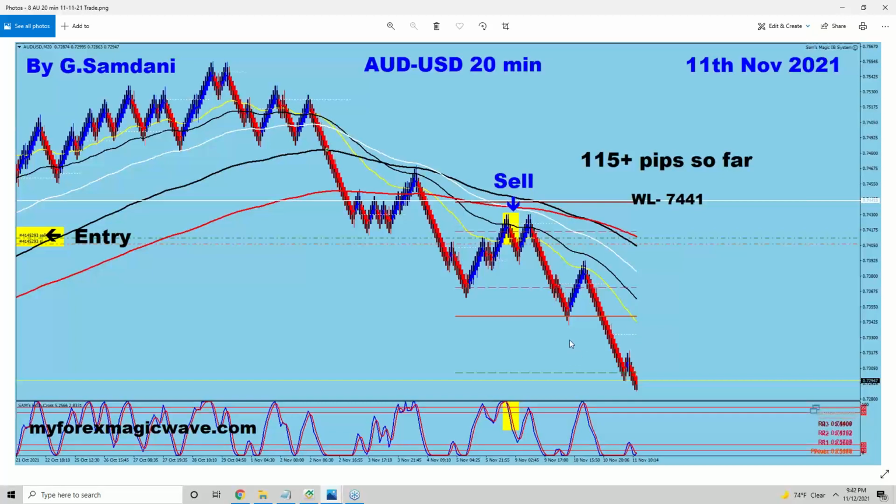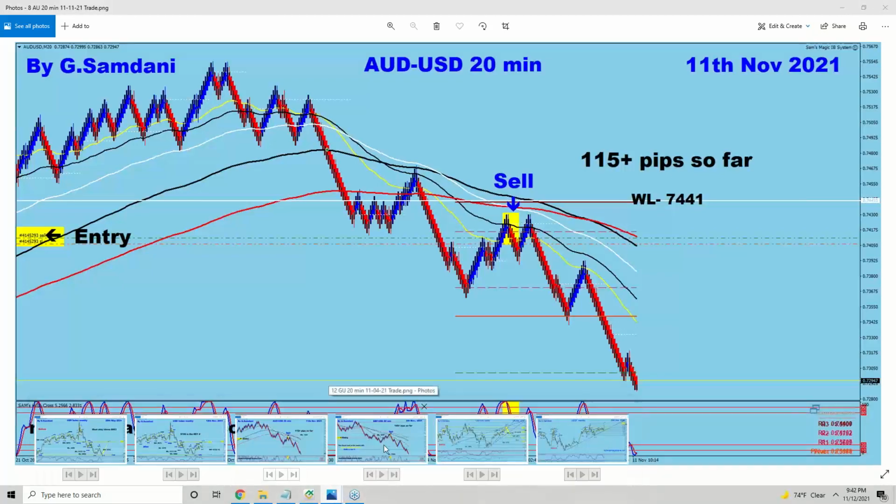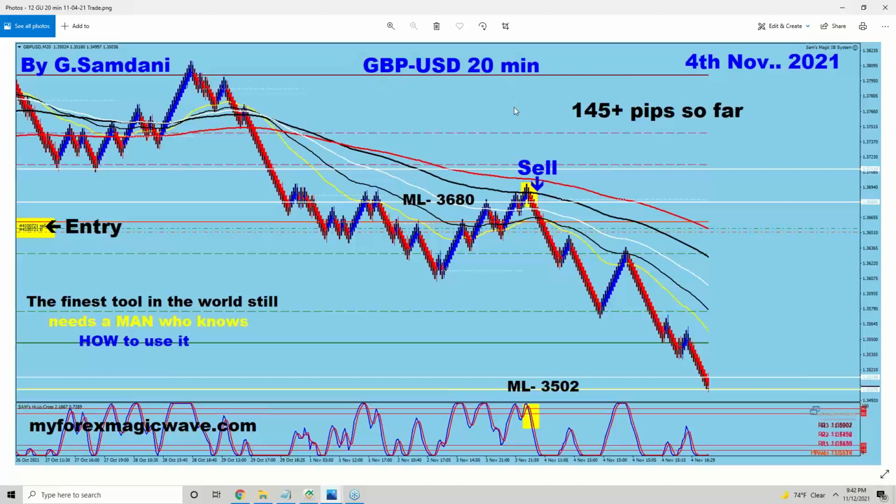Let me see if this is the 9th, ended here. And this is the 10th. All right. So anyway, I closed this yesterday for 111 pip and 115 pip. Man, I'm malfunctioning a lot today. And one of these, Pound USD 20-minute, 145 pip.